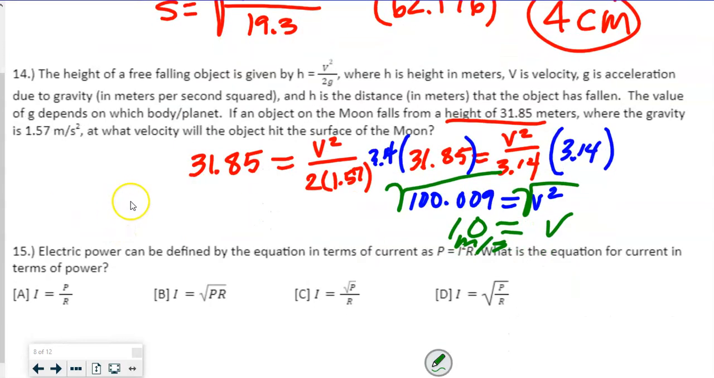All right, now this last one down here says electric power can be defined by the equation in terms of current. Let me erase that so you guys can see that, because I don't think y'all can see that. I can't see it.